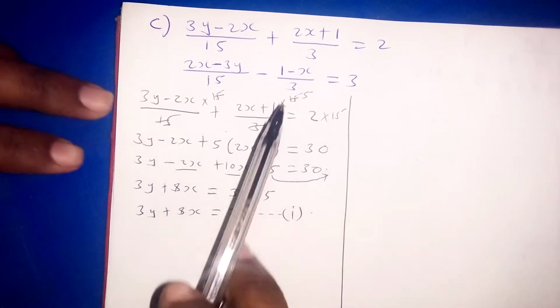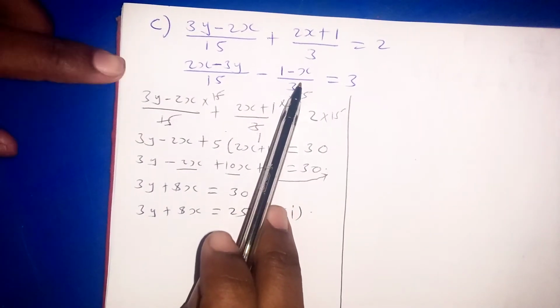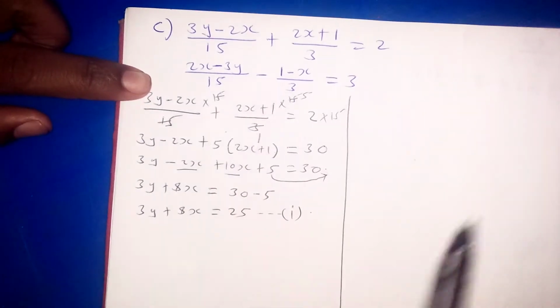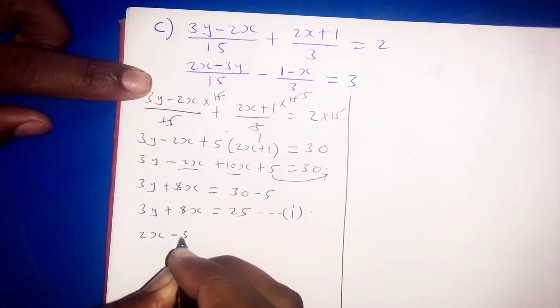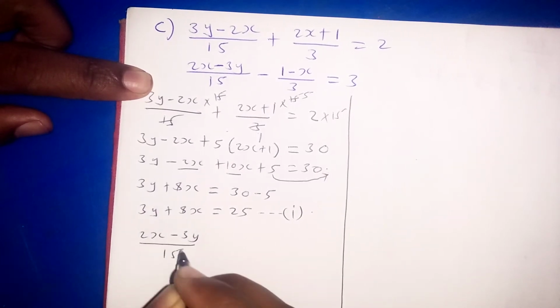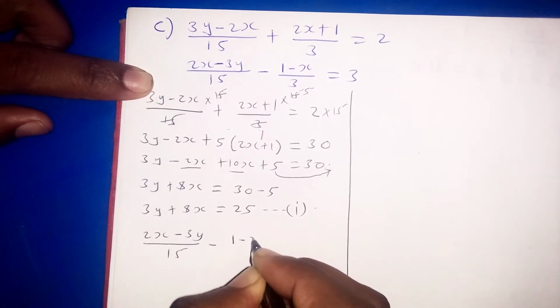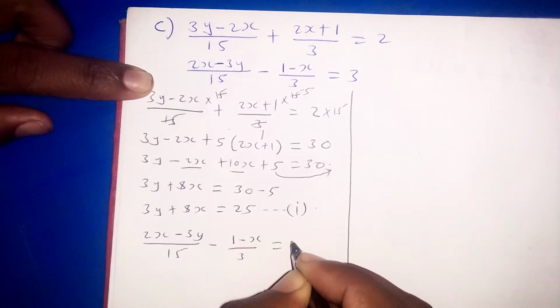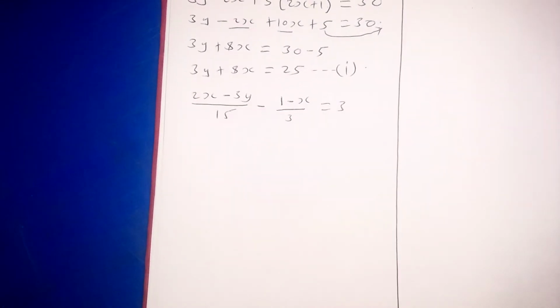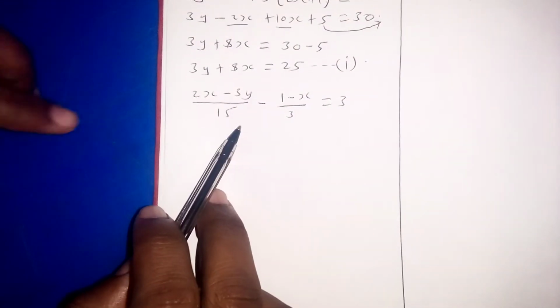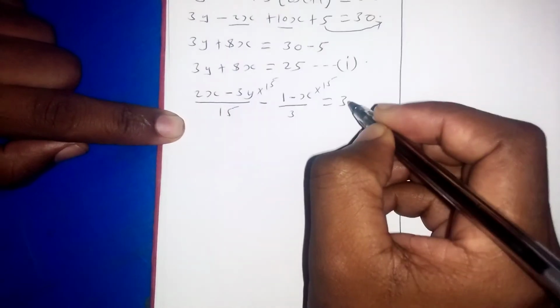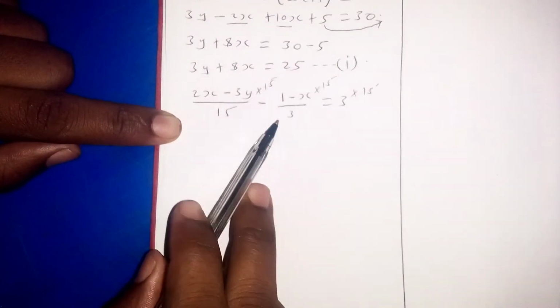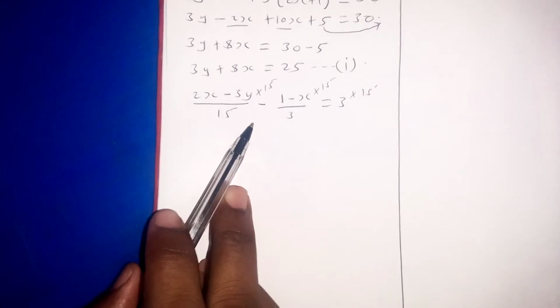Then I also break down the second equation into a linear form by eliminating the fractions. The equation was (2x minus 3y) over 15, then minus (1 minus x) over 3, is equal to positive 3. Again, I multiply each and every term by the LCM so that I eliminate the fraction. I'll multiply this term by 15, the second term by 15, and the third term by 15, because the LCM of 3 and 15 is also 15.